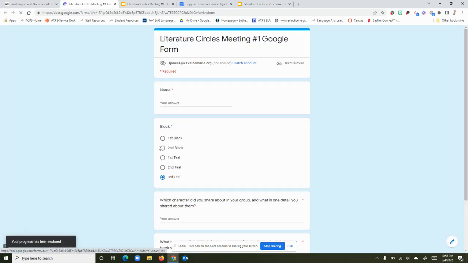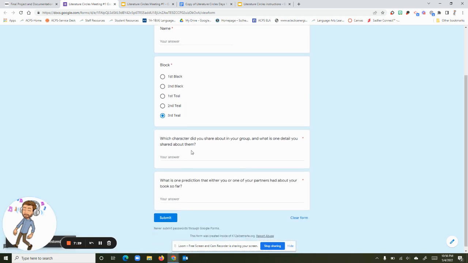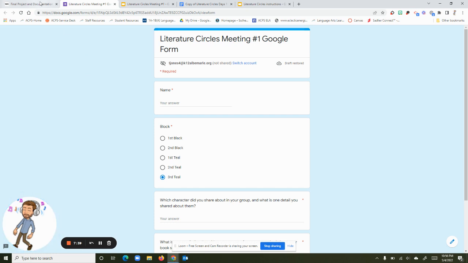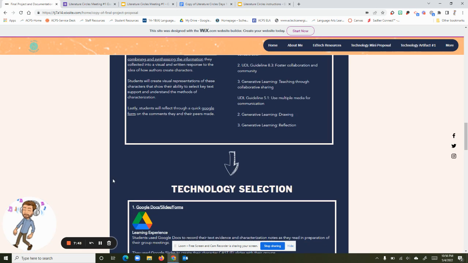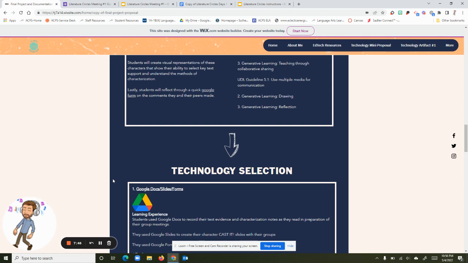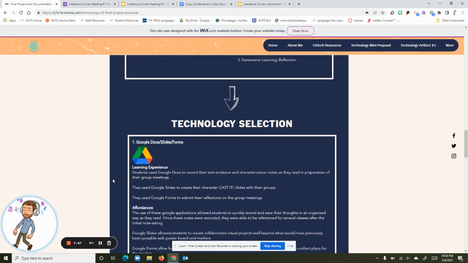Very brief, very quick page here. Which characters did you share about in your group, and what is one detail you shared about them? What is one prediction that either you or one of your partners had about the book so far? So I could be a little bit of a fly on the wall for their discussions, even though I was moving around the room as this was going on. It's nice to see what they thought was important about the conversations they were having.